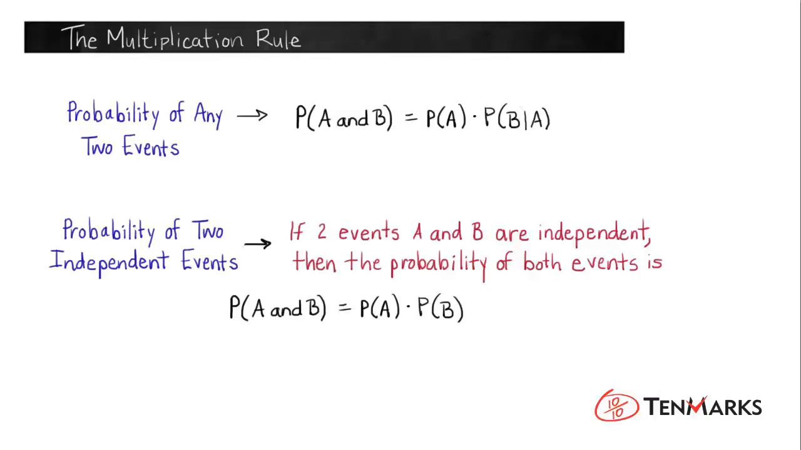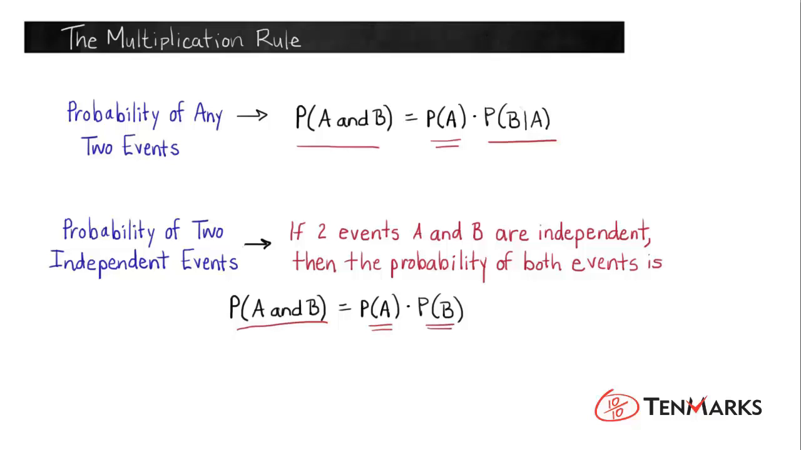In this lesson, we'll learn about the multiplication rule and how to use it to find the probability of two events happening. For any two events, the probability of A and B happening is going to equal the probability of A happening times the probability of B happening given A has happened. If the two events are independent, then we can just say that the probability of A and B happening equals the probability of A happening times the probability of B happening.